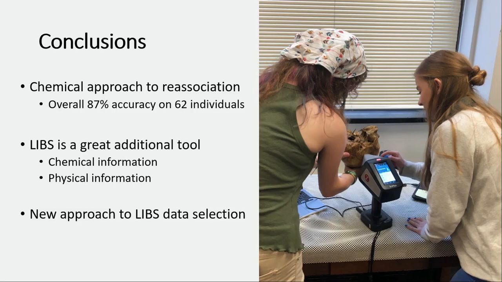So, conclusion: the chemical approach is great. It works. We managed to get 87% accuracy on 62 individuals. LIBS is a great additional tool to get in the toolkit. It brings us chemical and physical information. And we even brought a new way to see the LIBS data selection, trying to give more meaning without losing the efficiency of PCA. Now we can give it a real meaning with the real data.